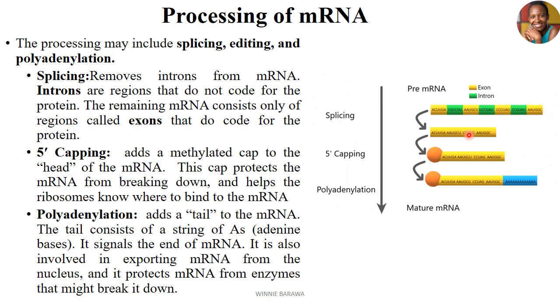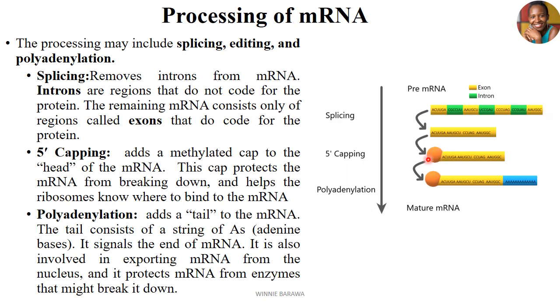However, we need to protect this RNA that has only the exons. Part of the process is to take it through what we call the 5-prime capping, whereby we add a methylated cap to the head of the messenger RNA, and this cap will protect the messenger RNA from breaking down. It will also help the ribosome to know where to bind to the messenger RNA. So the 5-end capping creates a protection, like a cap, to protect it from being broken down by different enzymes or by different environments in the nucleus. Because of this, it will provide a point of binding when it's going to be translated in the ribosomes.